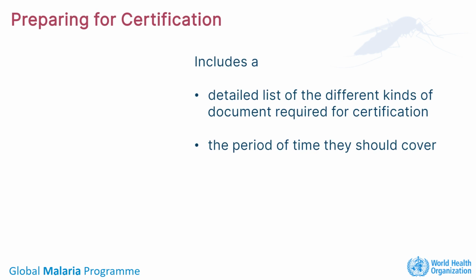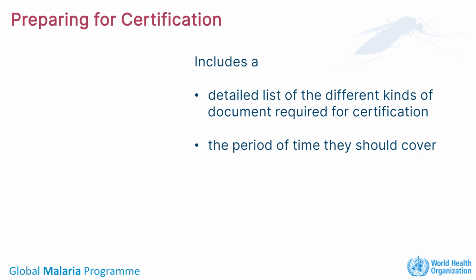Now that we have an understanding of what the criteria are for certification and the type of evidence the MECP uses to judge whether the criteria have been met, let's consider how programs can begin planning for certification. The first step for programs starts well before they interrupt transmission because they need to begin keeping and organizing documents and records that will be used later for certification.